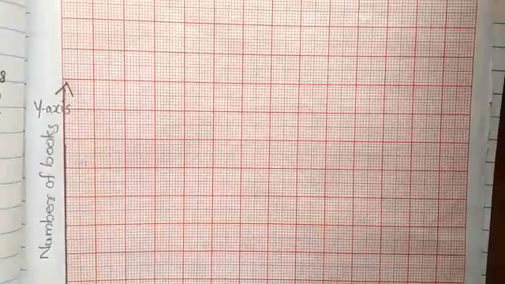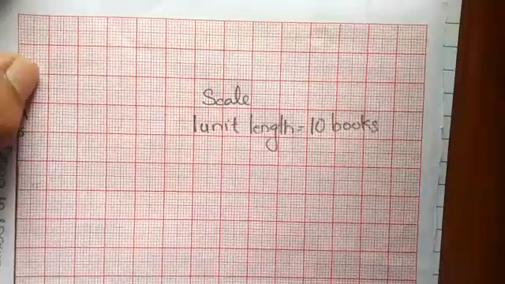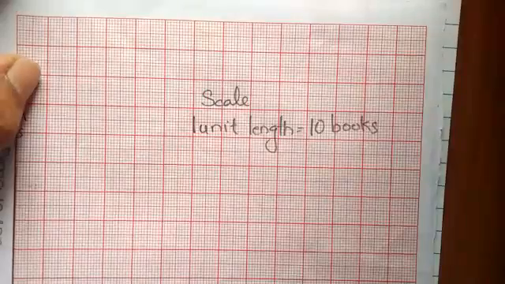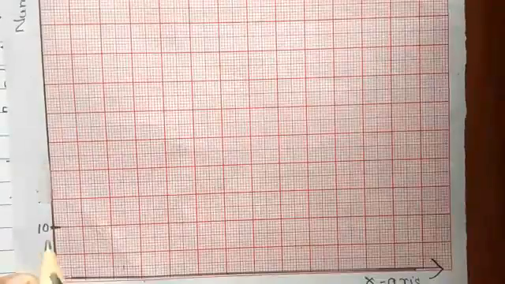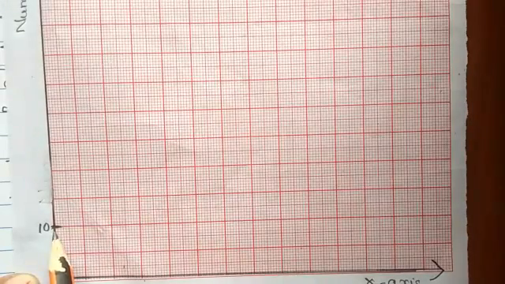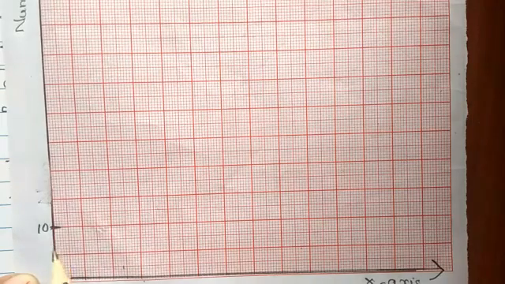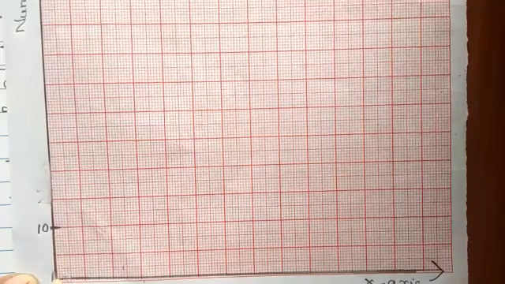Next, we should write the scale. This is the scale we chose: 1 unit length is equal to 10 books. So here I choose 2 centimeter as 1 unit length. You shouldn't think 1 unit length means 1 centimeter, not like that. Here I have chosen 2 centimeter as 1 unit length.